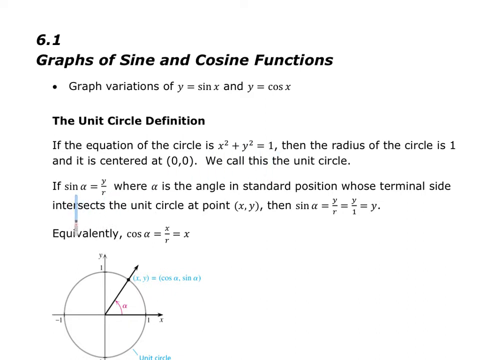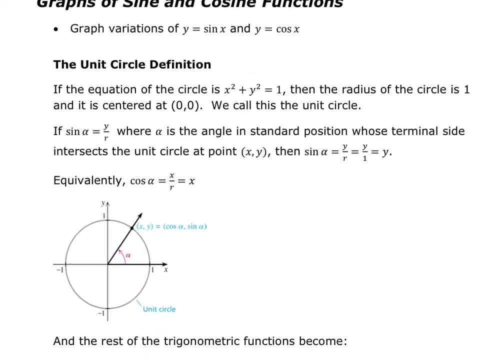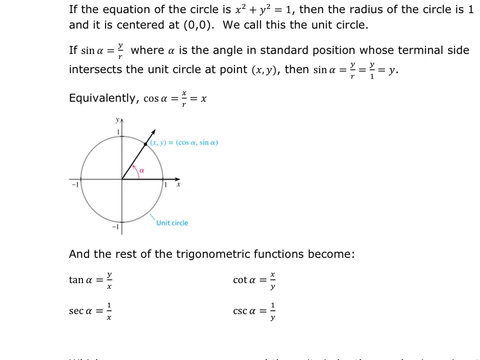If we define sine alpha as being y over r, then on the unit circle it's just y. And similarly, cosine is x over r, and on the unit circle, because r is 1, it's just x. And we get these equivalencies if we're on the unit circle. For the tangent as being y over x, cotangent is x over y, secant is 1 over x, and cosecant is 1 over y.